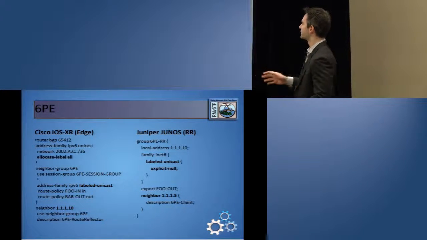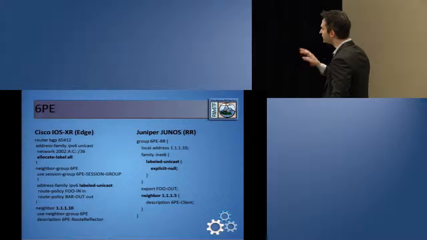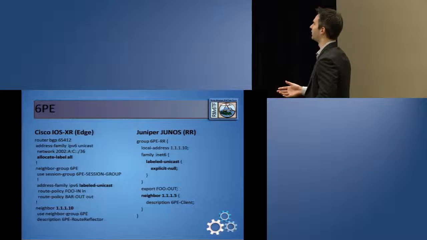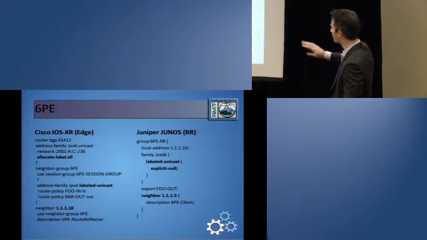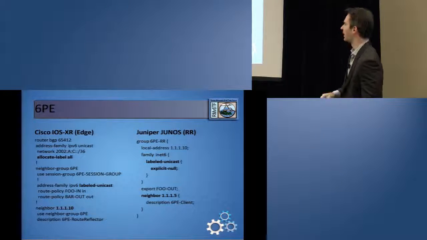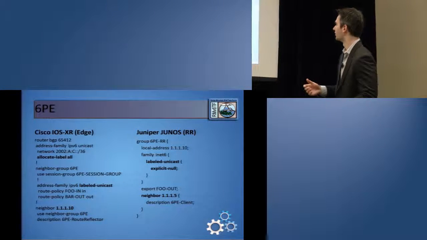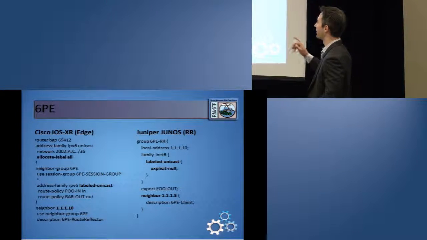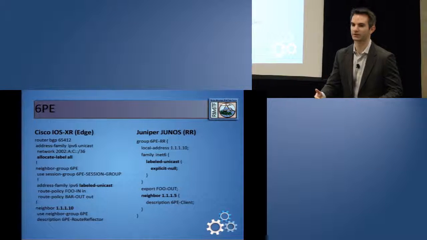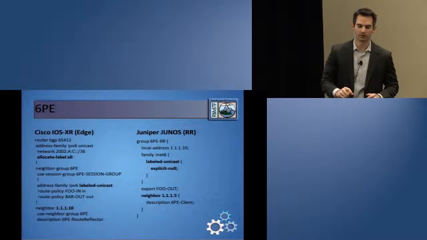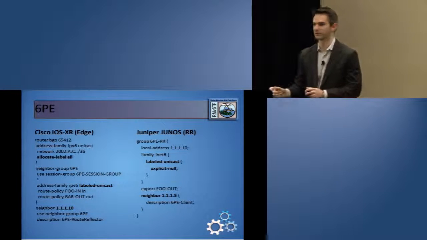So starting with the Cisco side, there's a couple key things that actually activate the 6PE protocol. One thing is you have your normal IPv6 unicast address family information. You're configuring all your prefixes or redistributing into BGP or whatever. But you have to add that allocate-label all, and that goes back to when I said you need to explicitly tell BGP that it needs to carry this extra label.